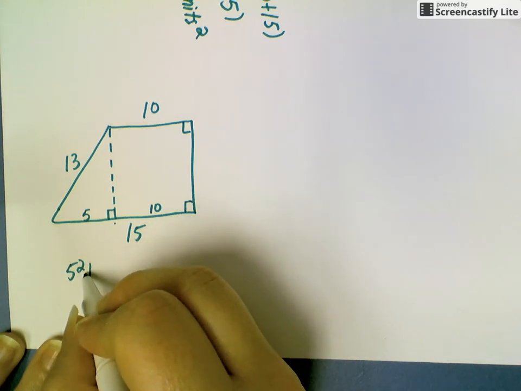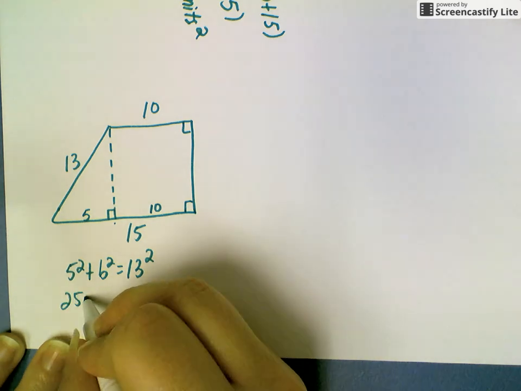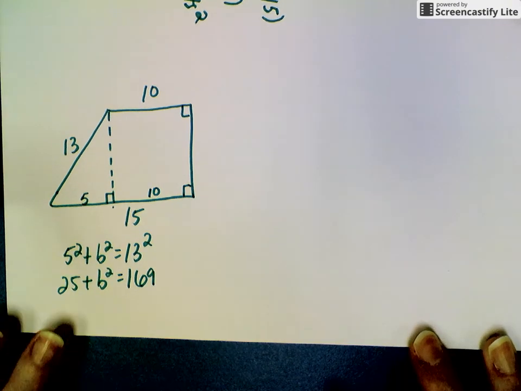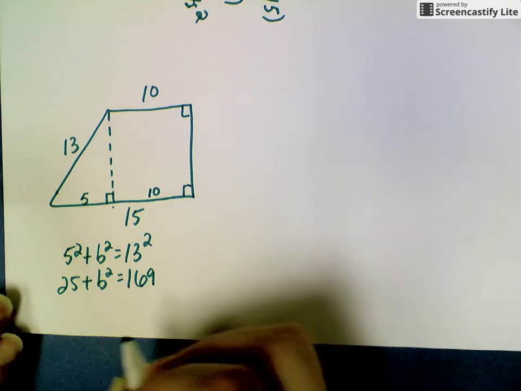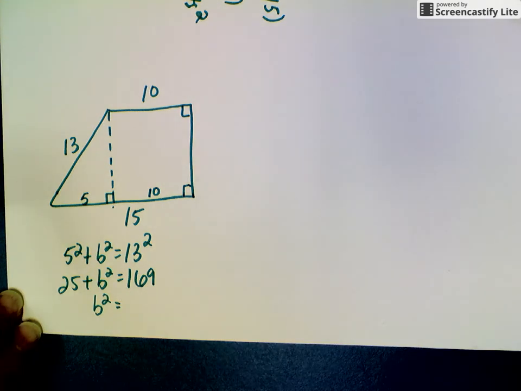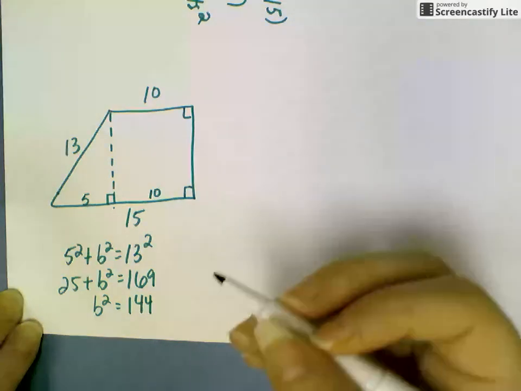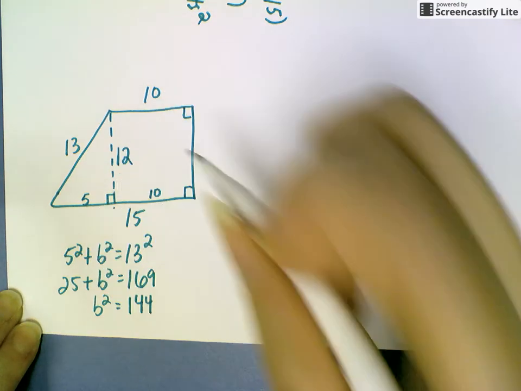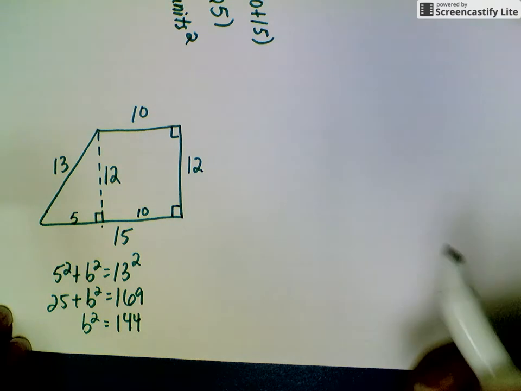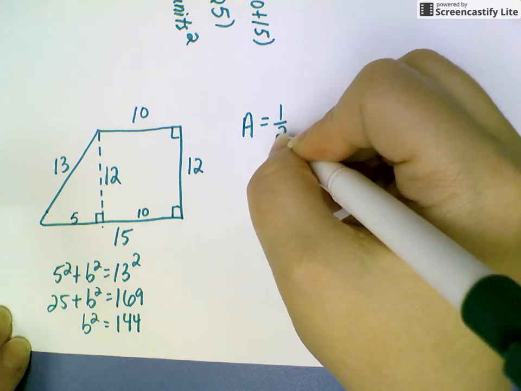Pythagorean theorem here. 5 squared plus b squared equals 13 squared. I square, I get 25 plus b squared equals 169. I'll subtract my 25 from the 169 and get 144. And then the square root of 144 will give me 12 as my height. So both of those would be 12. So now I have my height and both of my bases, and I'm good to go with my formula.